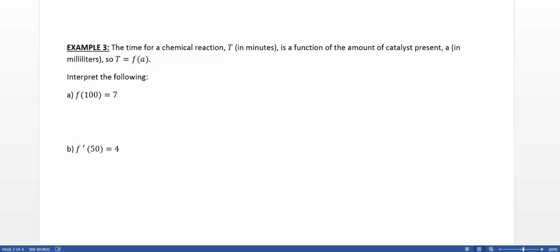Example 3. The time for a chemical reaction, T in minutes, is a function of the amount of catalyst present, A, in milliliters. So T equals F of A. We want to interpret the following statements. F of 100 equals 7 and F prime of 50 equals 4.